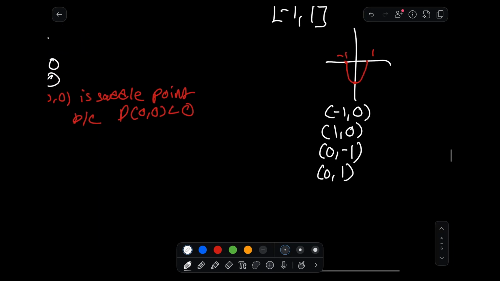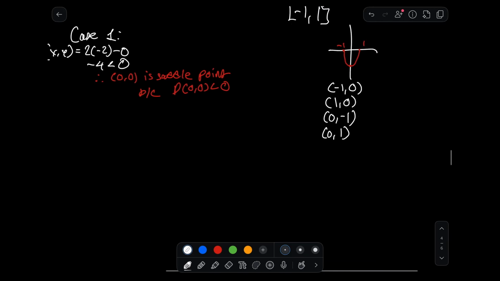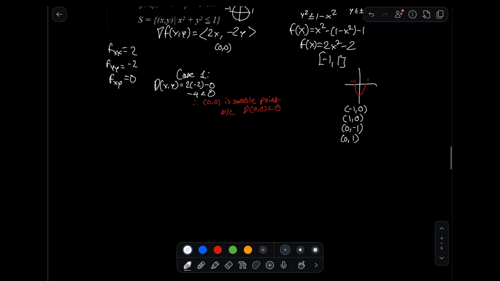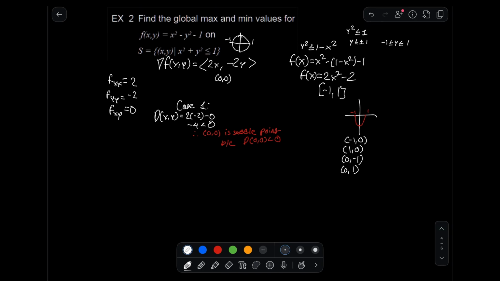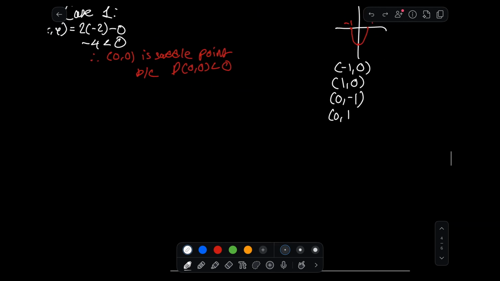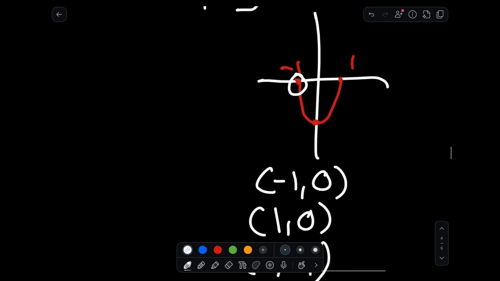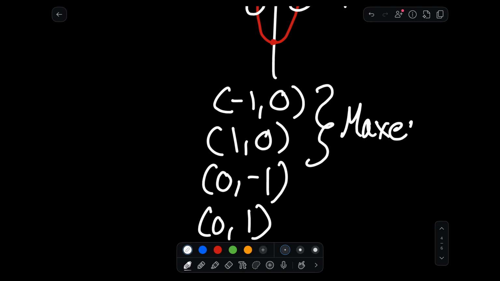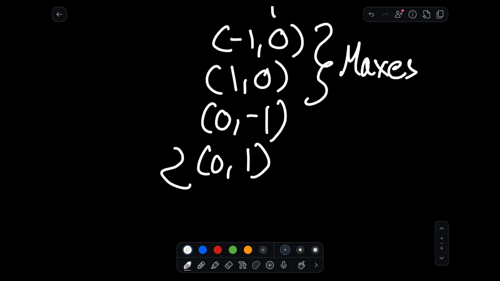And now for here, we can plug it into our equation to solve for our local mins and maxes. However, we can't really do that with this case, because no matter what we do, we're just going to get -4 as our final answer. However, we can look at our graph again and say that we know that these are maxes right here. So these are maxes. And then right here, these are going to be mins.